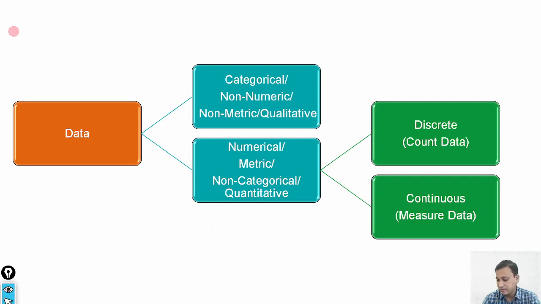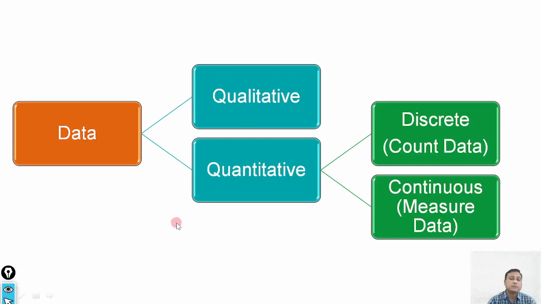So this part we have already studied in the previous lecture, the classification of the data. Data is classified into two parts: categorical, non-numeric, non-metric or qualitative data, and the other type of data is numerical or metric or non-categorical data. But to make it simpler, let me classify it this way. The data is classified into only two parts, qualitative and quantitative. Quantitative is further classified into two parts, discrete and continuous data. This part we have already seen in the previous lecture. This is just a revision.